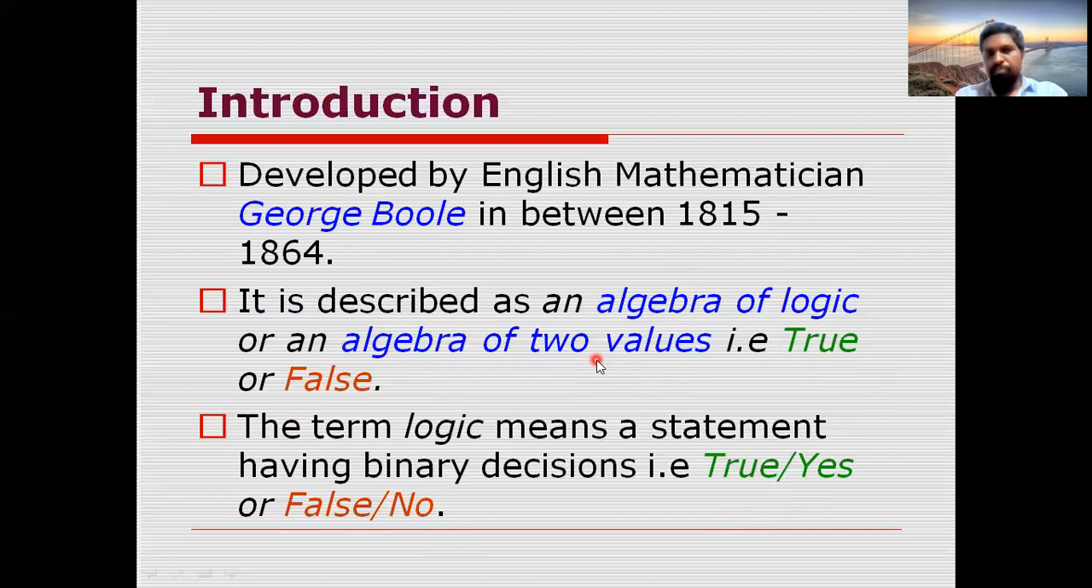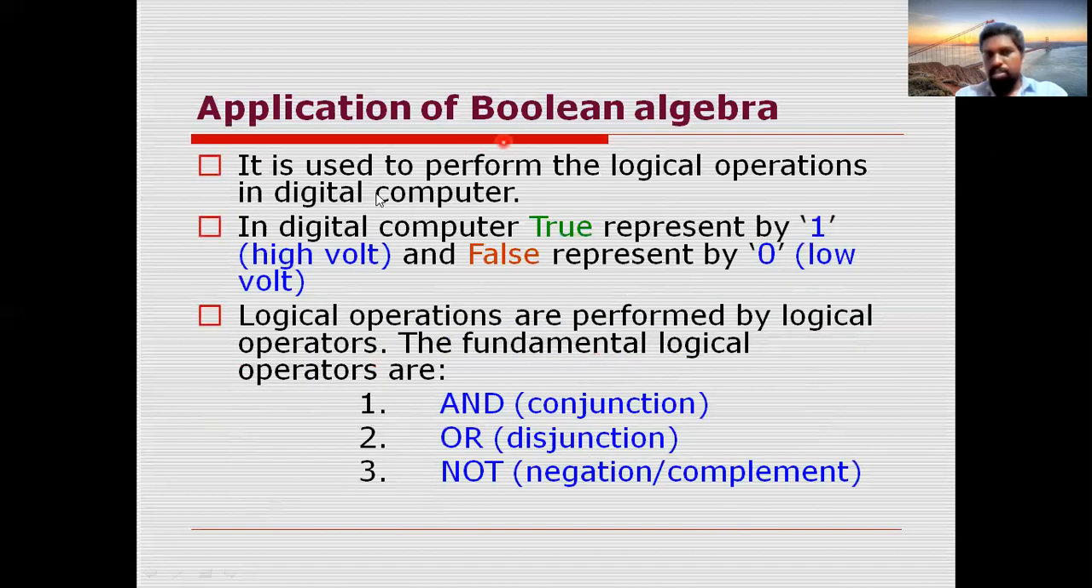Next, what is the application? Generally we use Boolean algebra for performing logical operations in computers. So whenever you find one as an output, you consider it as true. Whenever you find zero as an output, you consider it as false. One is taken as true or yes or high. Wherever you find the words true, yes, high, treat them like one. Wherever you find the words low, false, no, you treat them like zero.